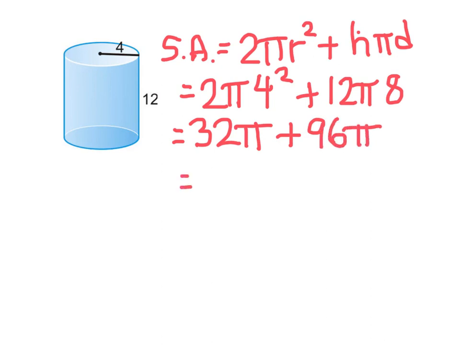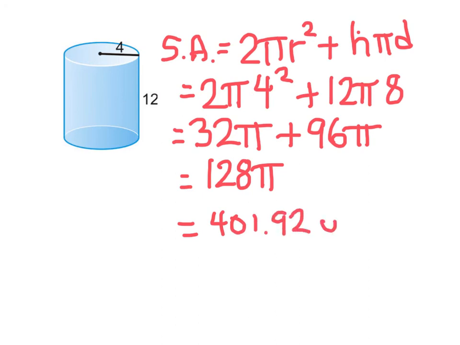Let's add the two together. 32 plus 96 is 128 pi. And now let's multiply by 3.14. So we get 401.92 units squared.